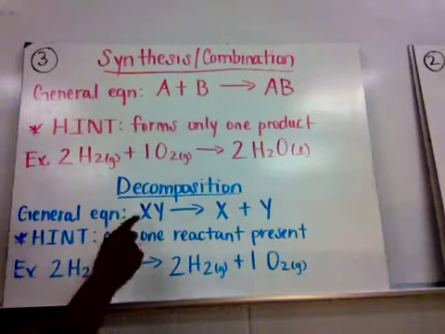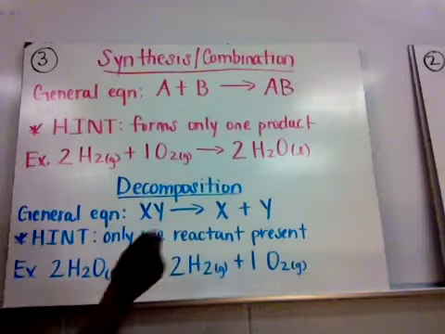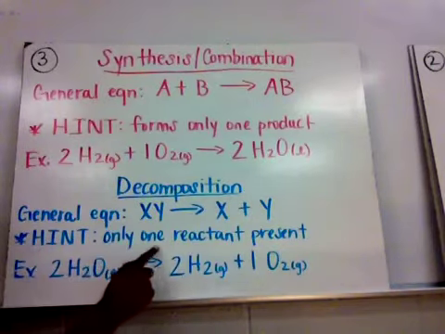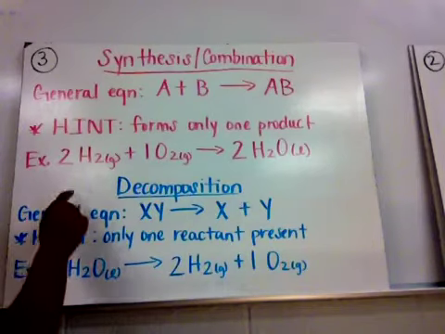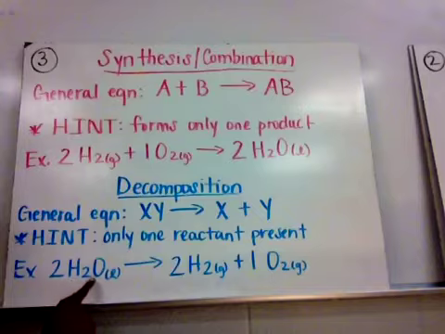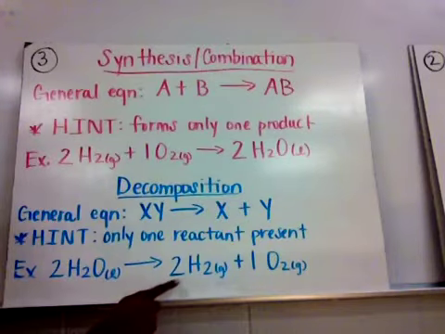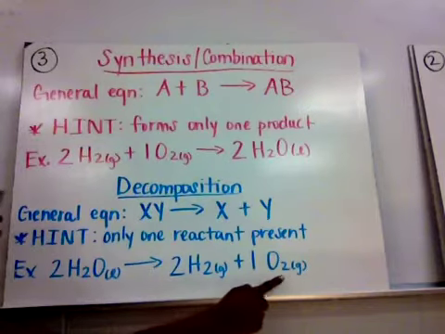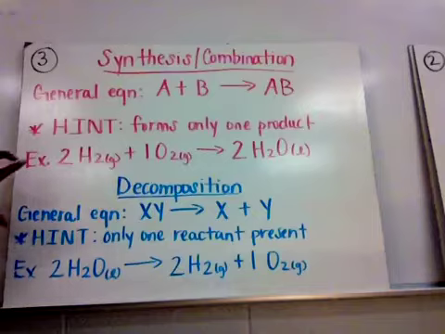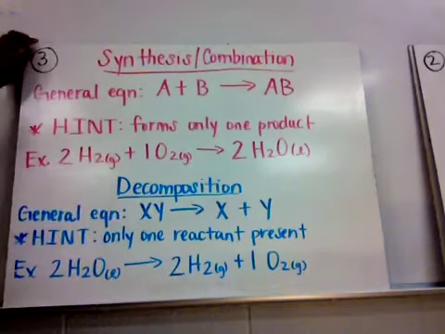Decomposition reaction, the general equation is XY yields X plus Y. You could have also done AB yields A plus B. Hint here, only one reactant present. So the example here is the opposite of the example before: 2 molecules of water yields 2 molecules of hydrogen gas plus 1 molecule of oxygen gas. So once again, they're just the reverse of one another.